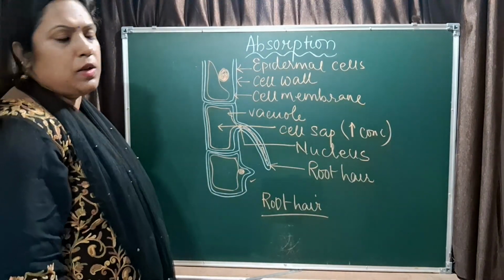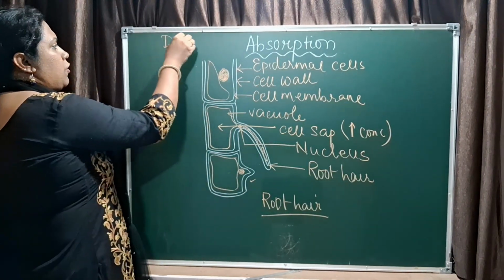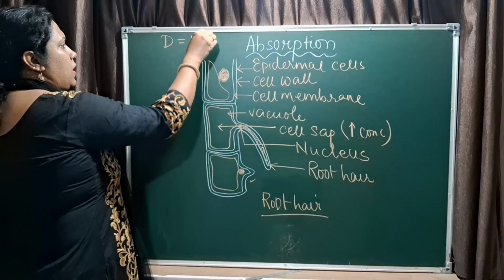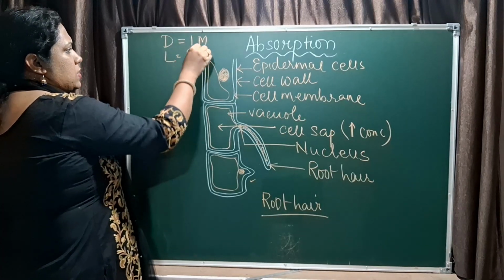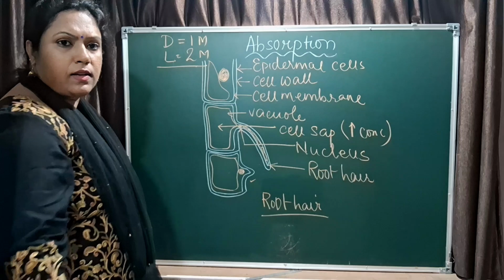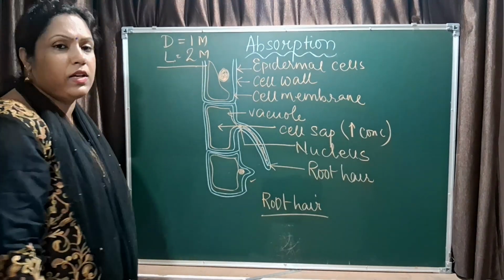So this diagram is very important. The diagram can be asked for 3 marks, 1 mark for the drawing, and labeling will be of 2 marks. Is that clear? So this is your diagram. Okay, you can take a screenshot.